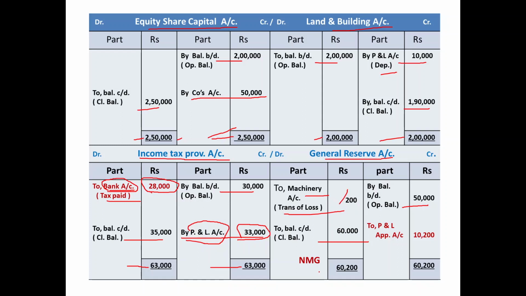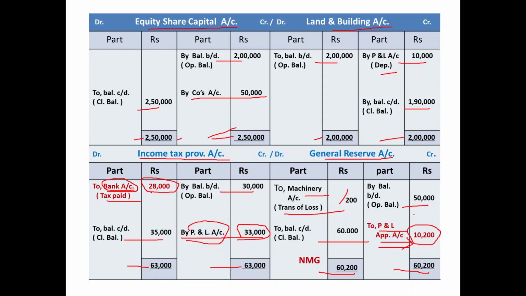Close this account. The debit side looks bigger, 60,200. Put it on the credit side, 60,200, and that gives a balancing figure of rupees 10,200 on the credit side. What could it be? It must be the current year's saving that has been made from the current year's profit. Profit and loss appropriation account debit to GR account credit 10,200.